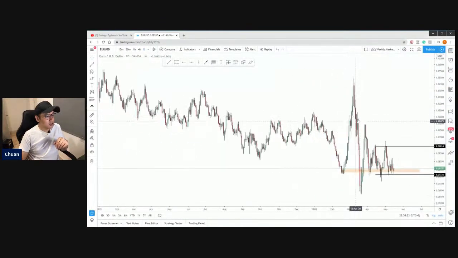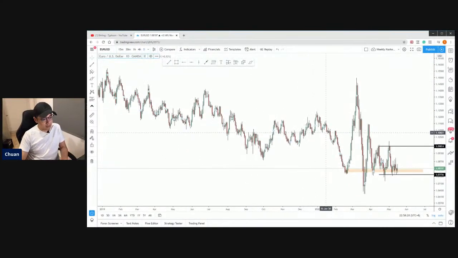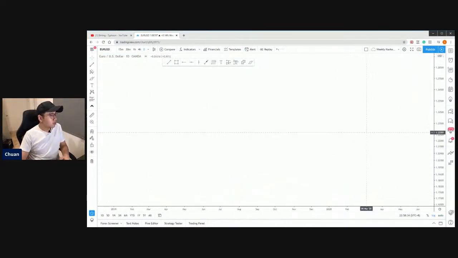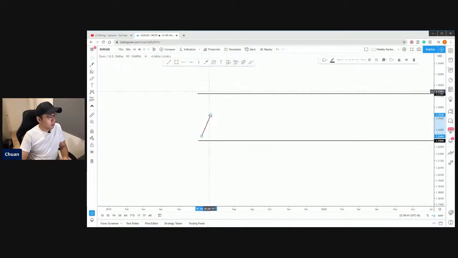Okay, I'll be sharing some techniques on how you can properly draw a valid support and resistance. Okay, so let me delete all this. So as we know, price always travels in a waveform.